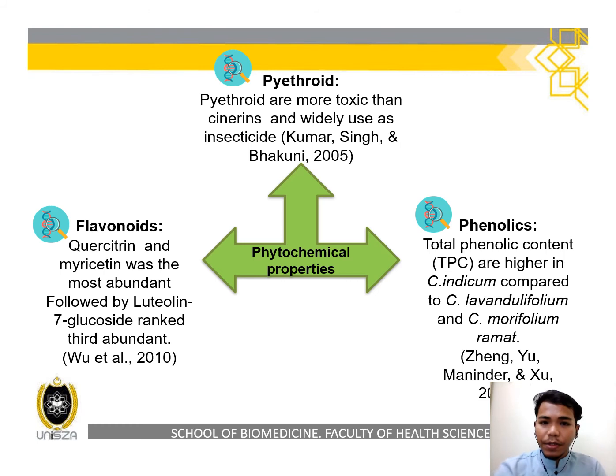These are the phytochemical properties or constituents that can be found in this plant. For example, flavonoid, pyrethroid, and also phenolics. And each of these will have significant effects on many activities such as anti-cancer agent, antibacterial, antifungal, and so on.